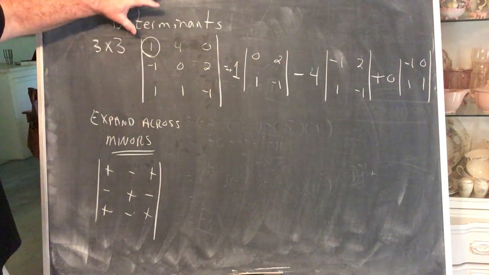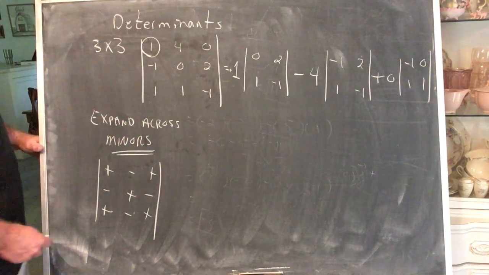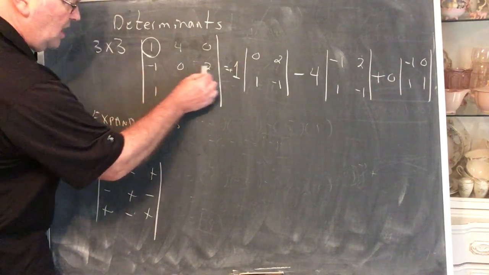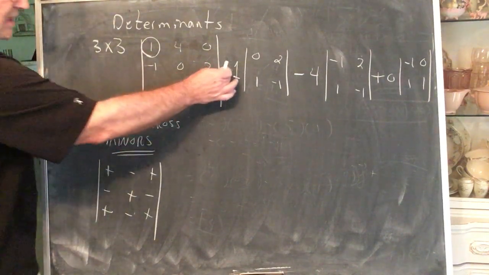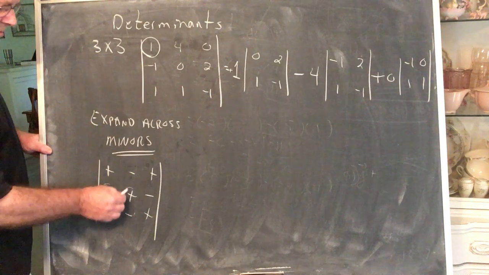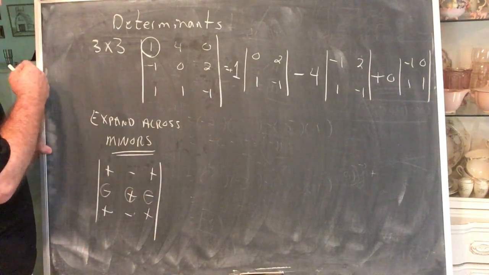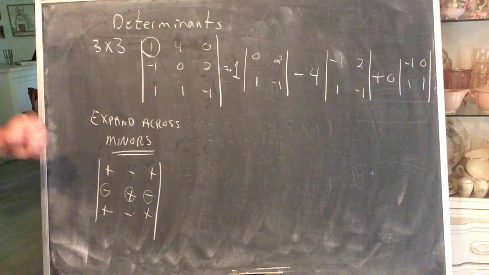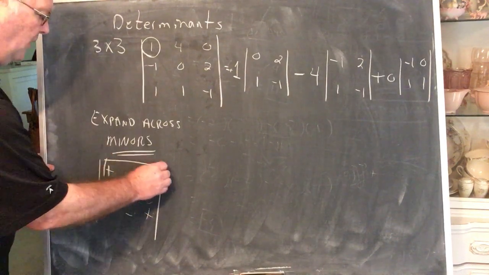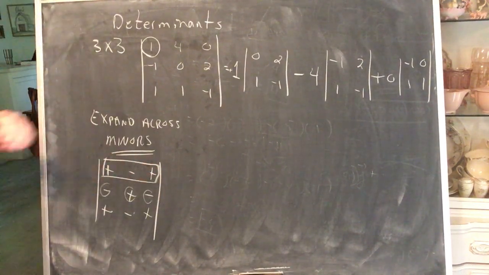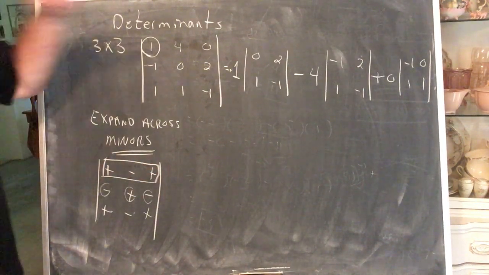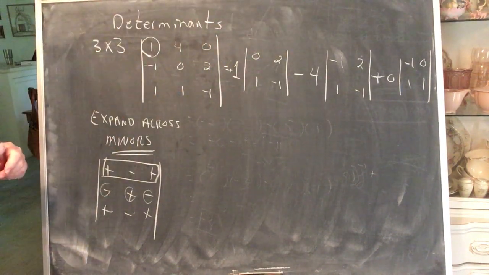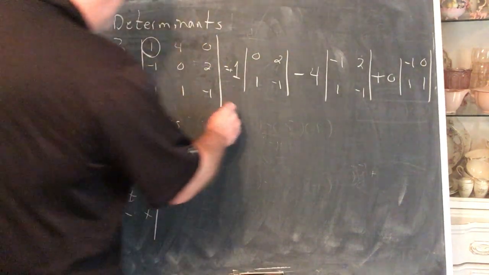This is given. And so, if we were to expand across, let's say, the middle row, then the signs would be negative, then positive, then negative. It turns out, for our purposes this semester, we are always going to be expanding across the top row, and so it will always be positive, negative, positive. The rest of this is straightforward computation.